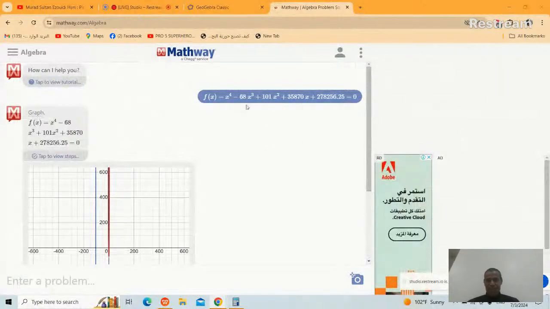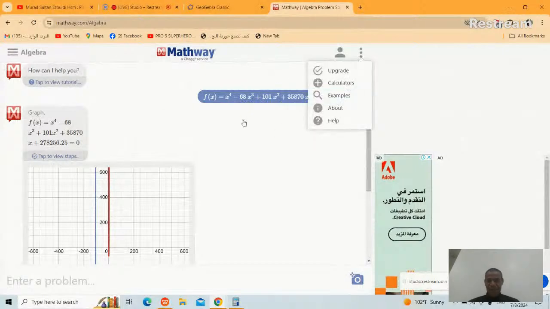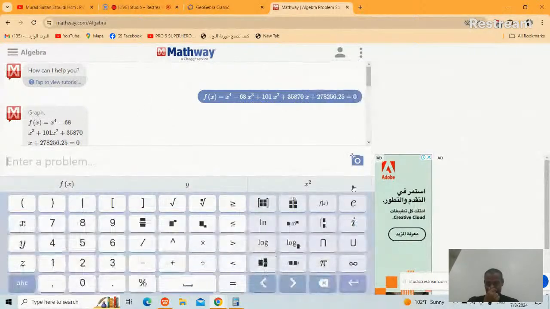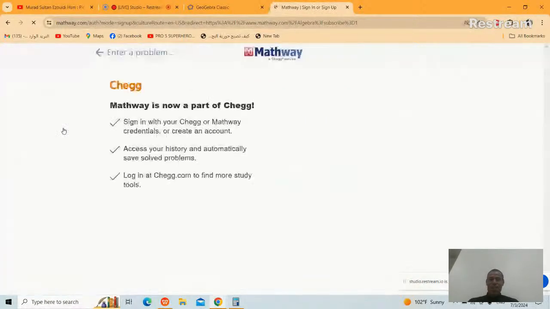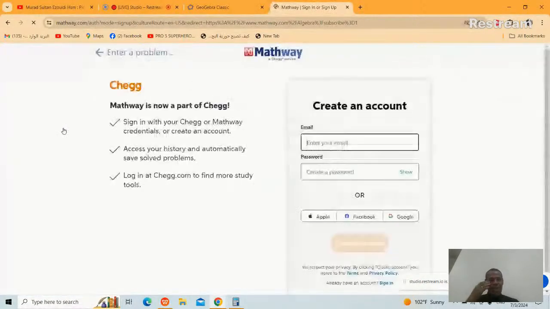Okay, so this is the equation. It's clear. I told him to solve. Where is it? Upgrade. Okay, I will do it again. So this one, the graph. I'm not looking for the graph. The graph of the real numbers has two cuts, the x-axis in four points, four roots.